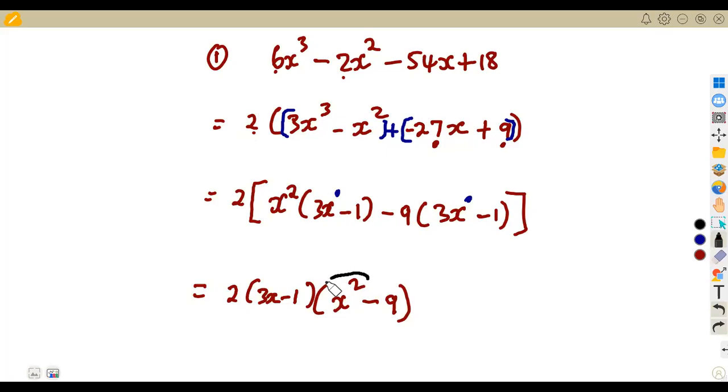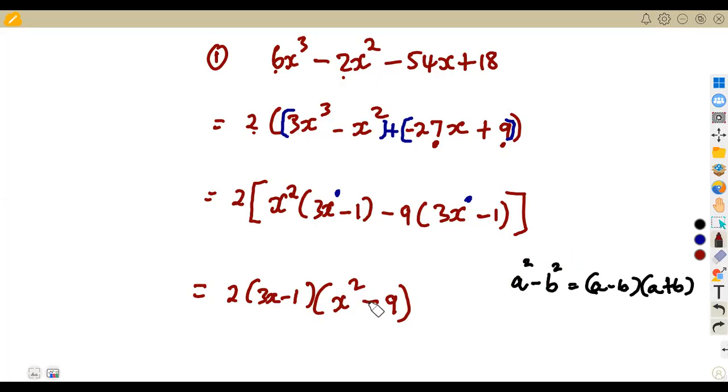But this one is a special type of binomial expression that we are given in the form of a squared minus b squared. That is referred to as a difference of two squares, which gives us the brackets, remember, of a minus b into a plus b, which is simply the square root of this and the square root of that in these brackets.